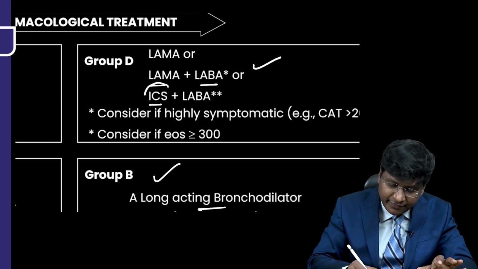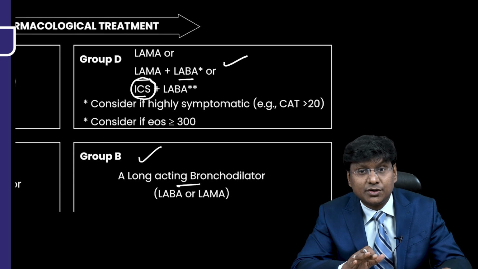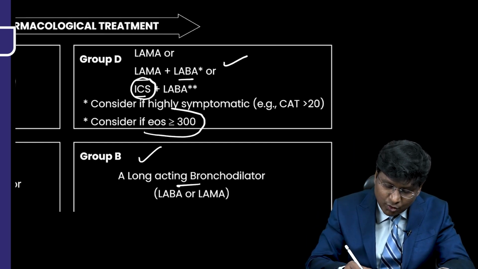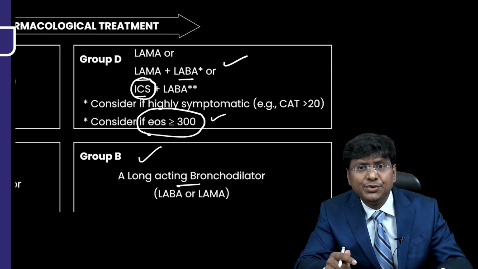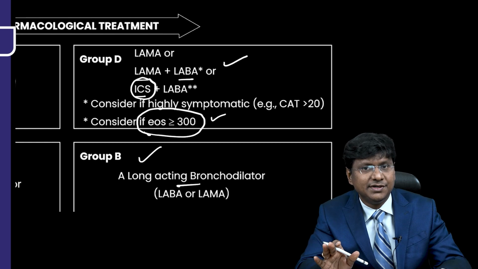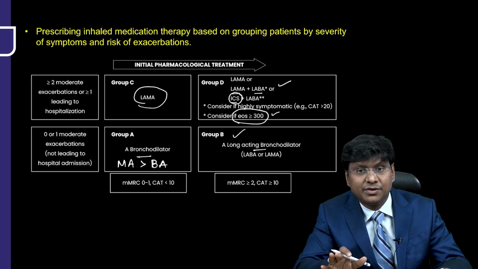But to which group of individuals do you give these inhaled corticosteroids? You need to give inhaled corticosteroids in individuals if the eosinophil count is more than 100, but preferably more than or equal to 300. So in them, you need to consider supplementation with inhaled corticosteroids, right? This is about the different categories, like what are the drugs that you need to give.